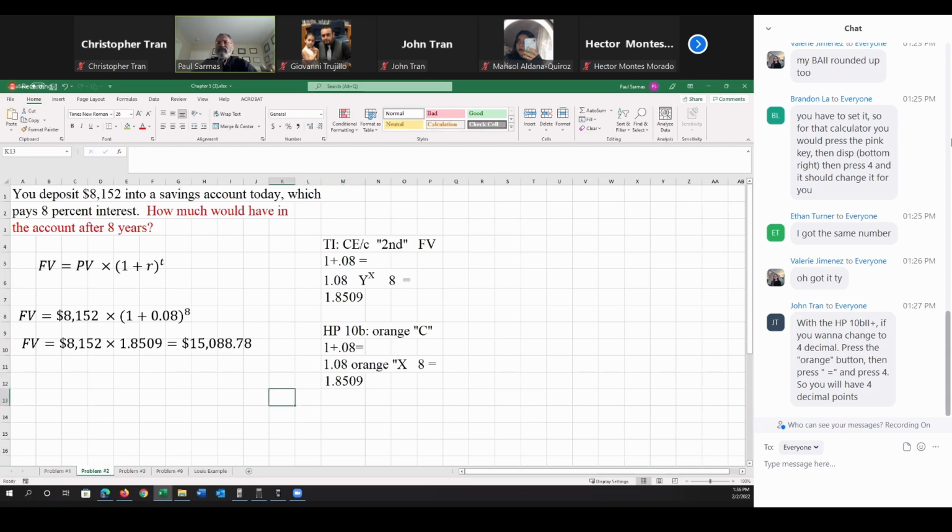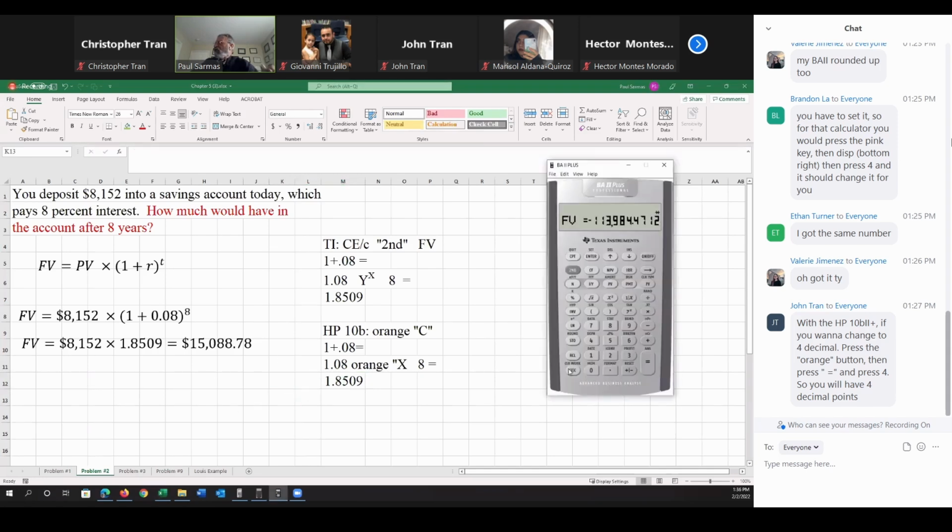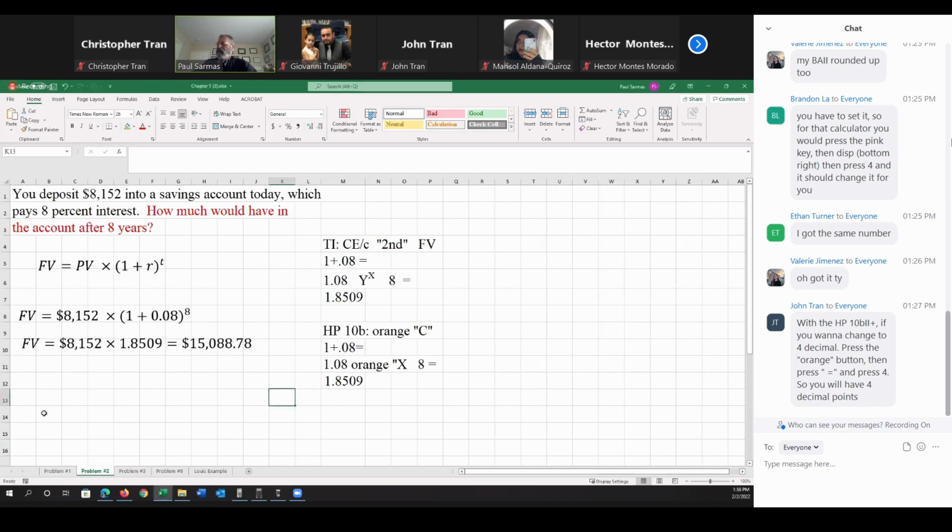All right, let me try it with this calculator. So 1 plus 0.08 equals, y to the x, 8. That's 1.8509. And that's the number you multiply by 8152. However, let's use the financial calculator.